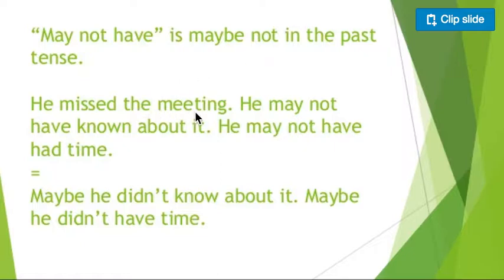So he missed the meeting. He may not have known about it. He may have not had time. Maybe he didn't know about it, or maybe he didn't have time. So same meaning, but you can say may have not or may not have, or also maybe he didn't.